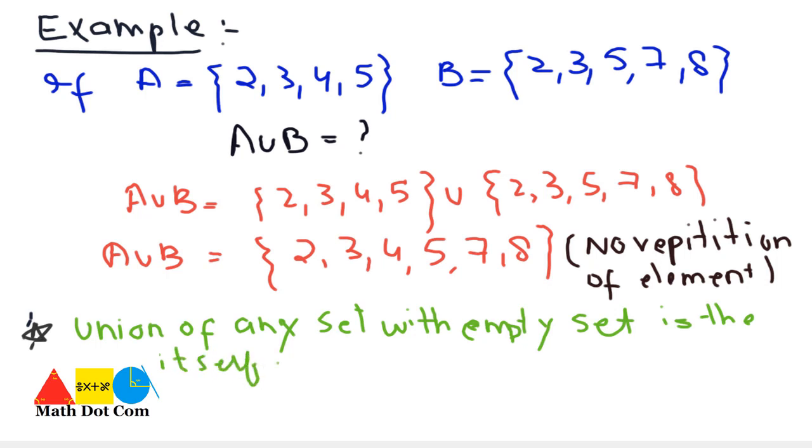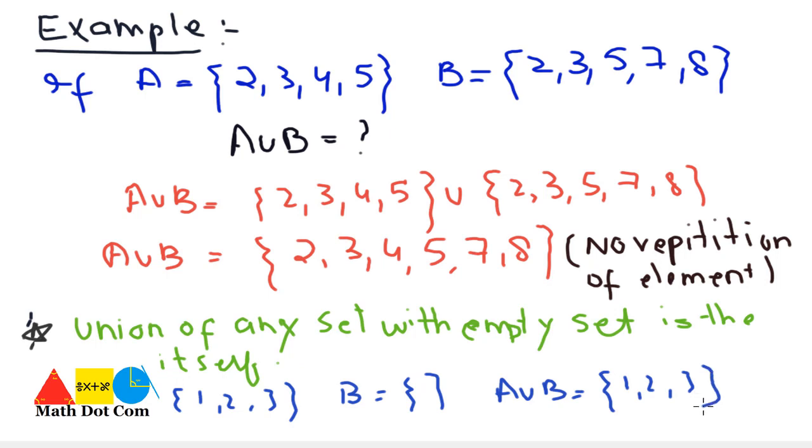For example, you have a set A equals 1, 2, 3, and B equals the empty set. What will be A union B? A union B will be 1, 2, 3. So it is satisfying the condition A union phi equals A. It means you will take all the elements of A, as there is no element in the set B, which is an empty set.